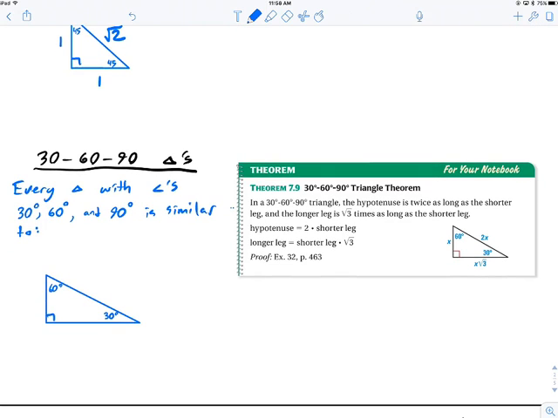Now, off the top of my head, I don't remember which side goes with which. So the little trick I use to remember this is that I know that the largest side is opposite the largest angle.